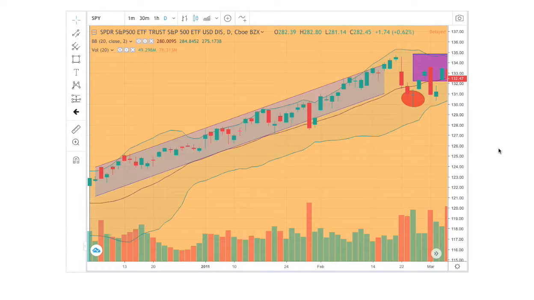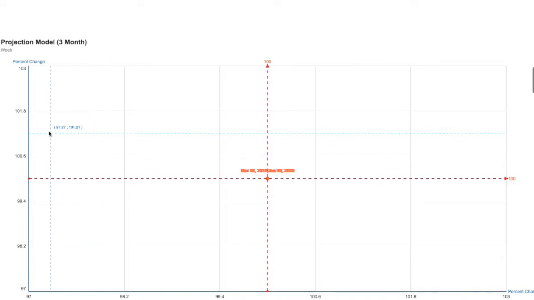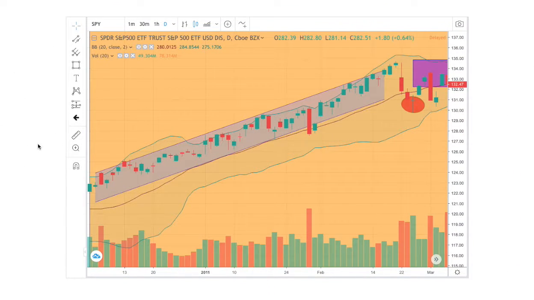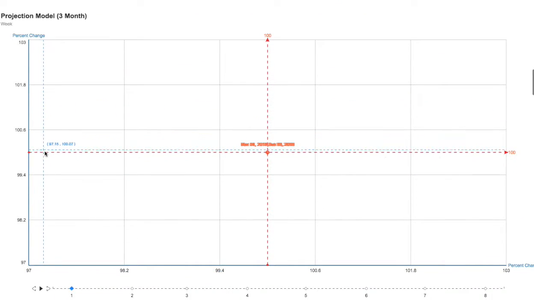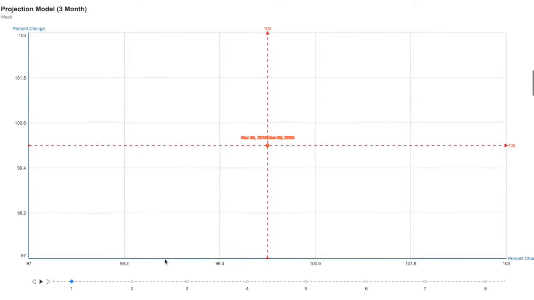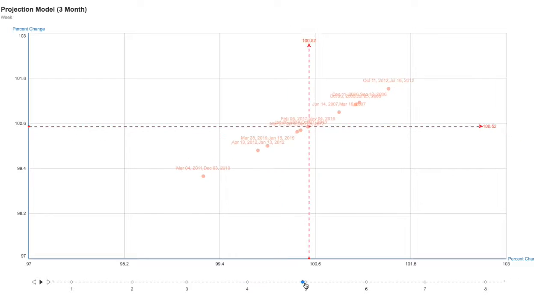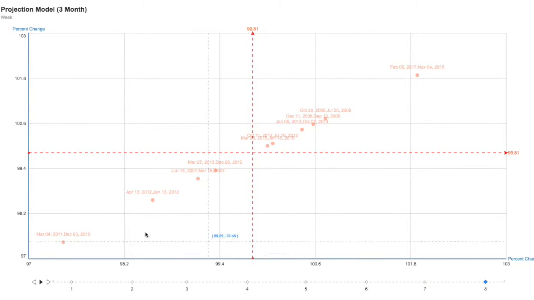Let's check the forecast model. The reason why I use this forecast model, we have reason to believe similar trends tend to be similar outcomes. So let's go to here. Currently this is on day 0. We'll go day by day where S&P 500 will head to. So this is 1 day out, 2 day out, 3 day out, 4 day out, 5 day out, 6 day out, and 7 day out.